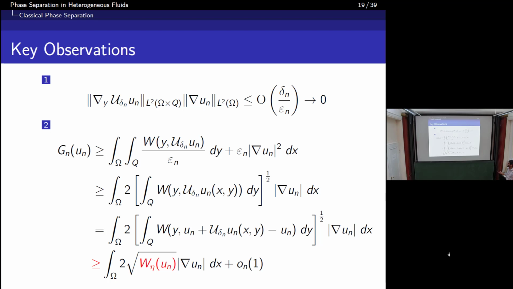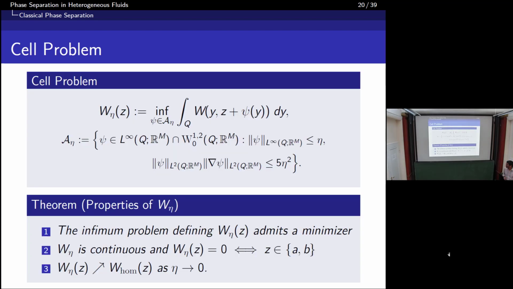So the idea is that you want to give yourself some room, some eta, and then say that we have a cell formula that is actually below this thing, up to some small term which goes to 0. So how do you define the cell problem? It's somewhat intuitive and somewhat just because the calculations tell you how to do it.